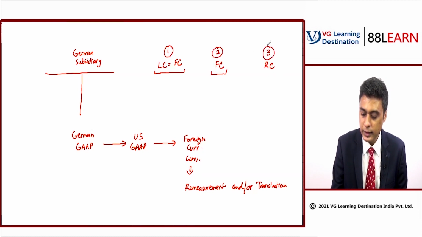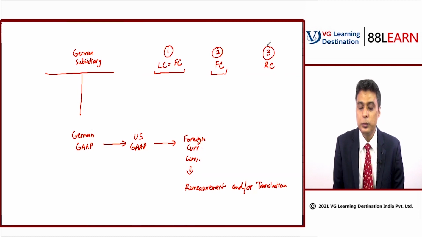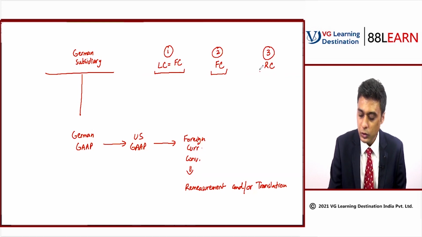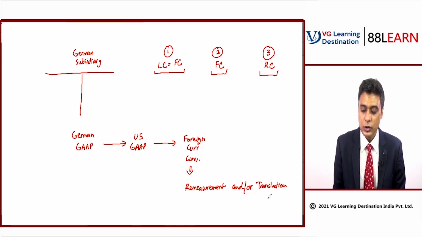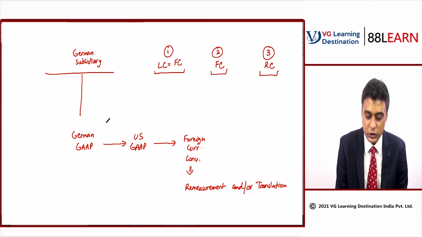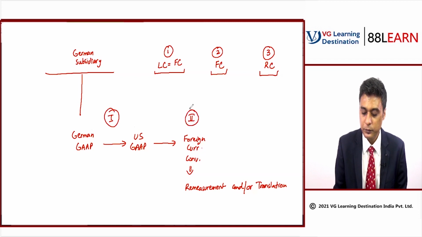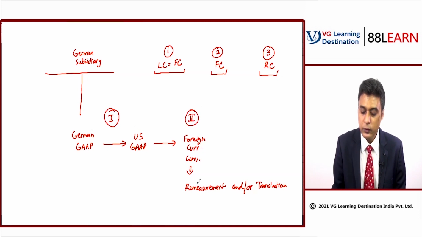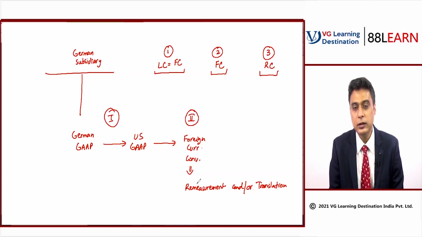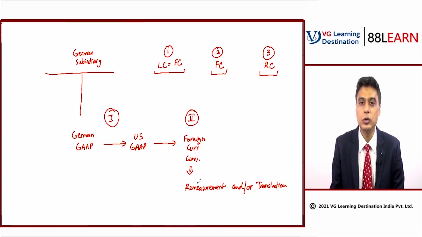Reporting currency, the third type. The ultimate objective is to get it converted to reporting currency. So there are two things. One is conversion of GAAP from German GAAP to US GAAP. So conversion of GAAP. And then the second step is conversion of the currency. And conversion of currency could involve the remeasurement method, could involve the translation method, it could involve both.